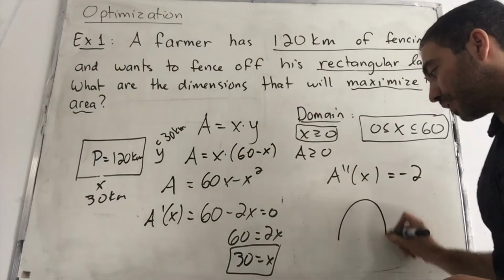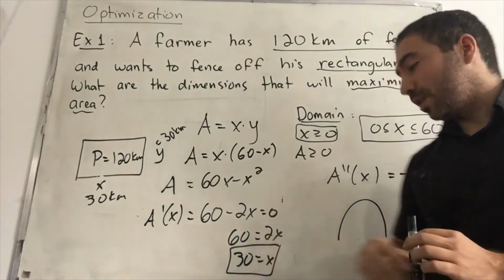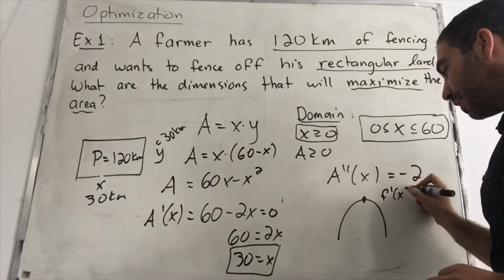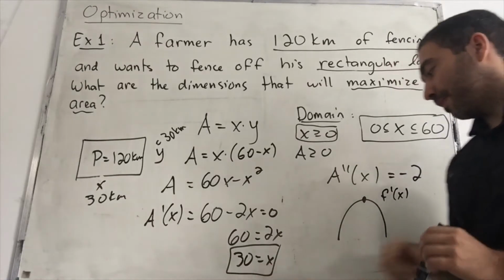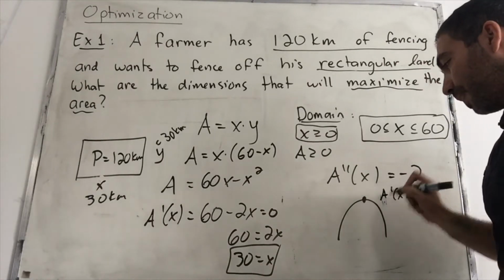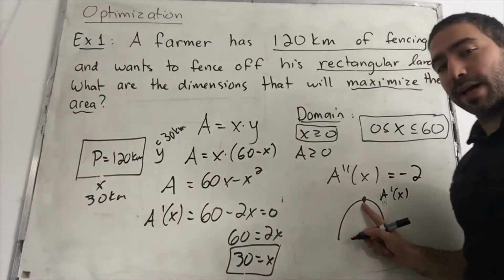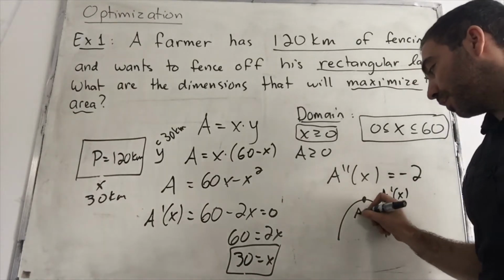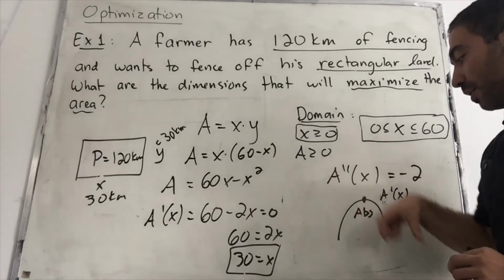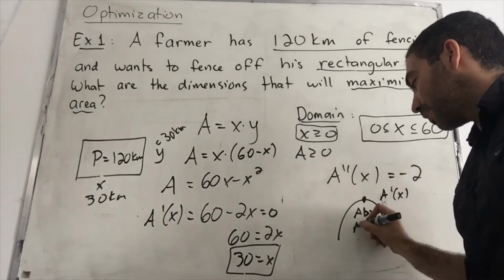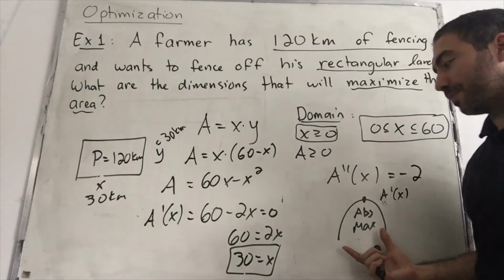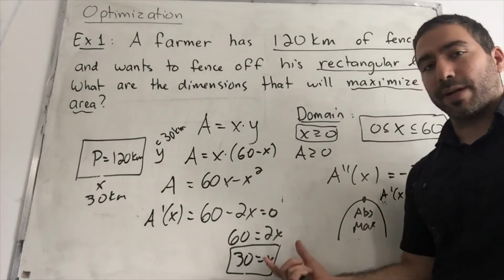If this function looks like this, it's a quadratic and it's concave down, we know that our A prime of 30, in terms of this problem, is in fact a maximum, okay? Because the concavity is downwards. So this is an absolute max. Okay. So that's another way of checking to ensure that your answer is in fact a maximum.